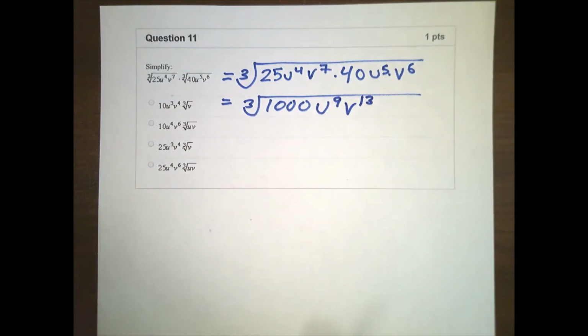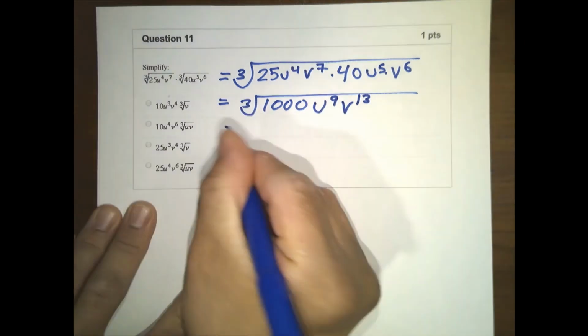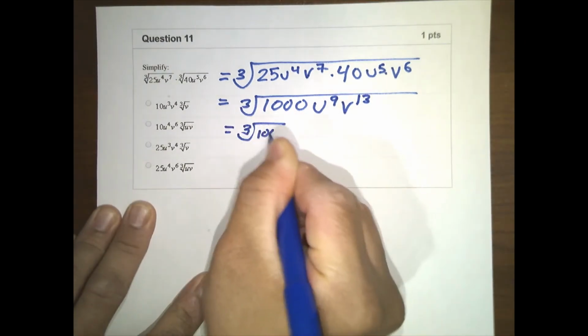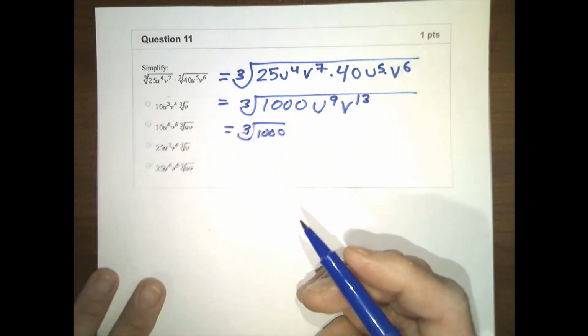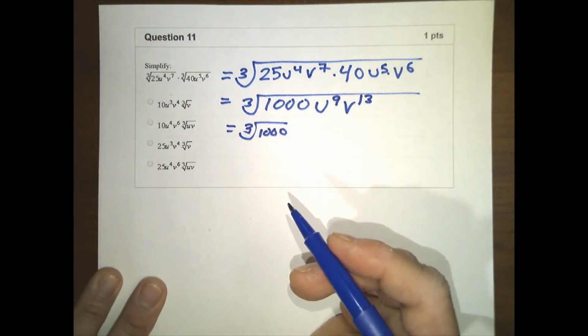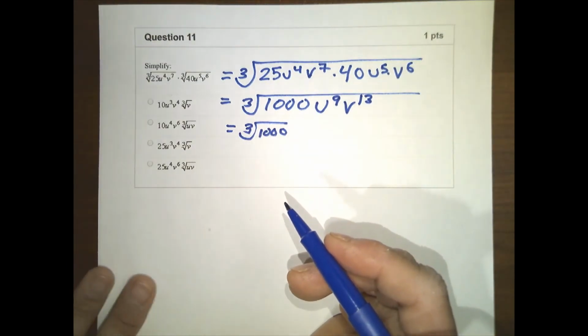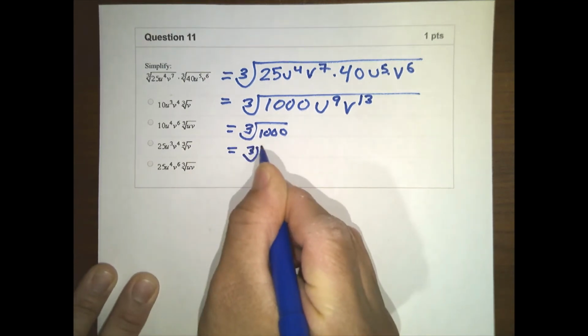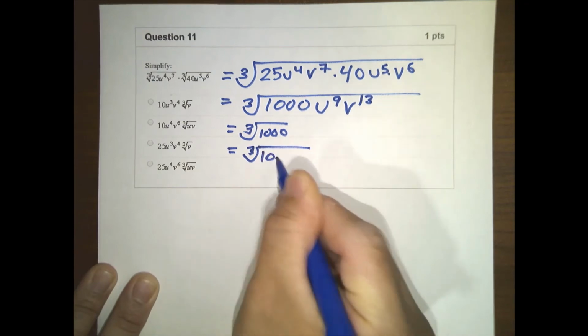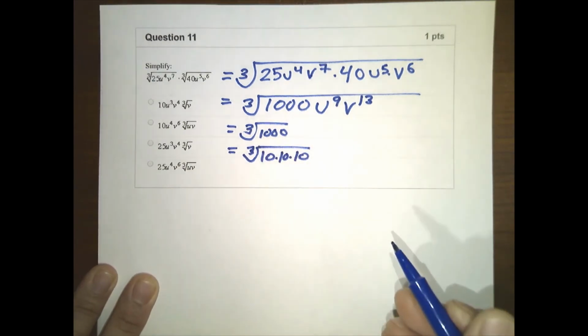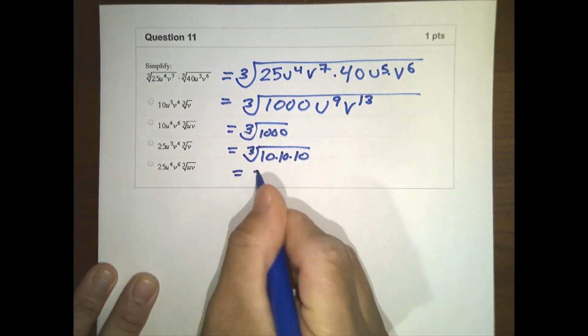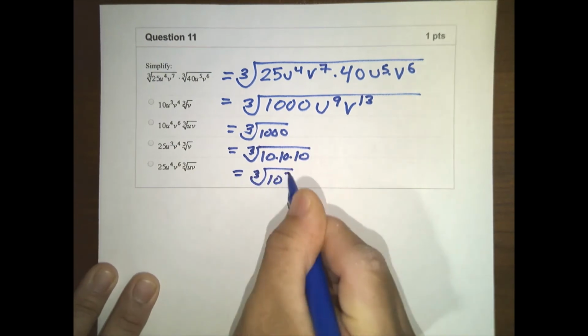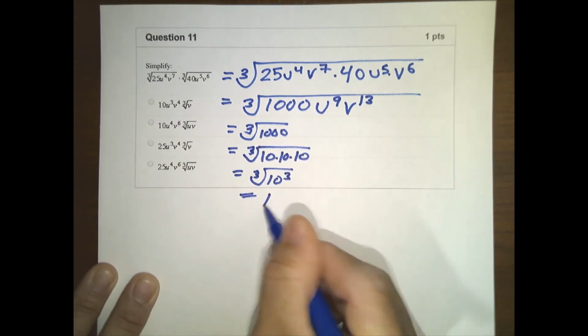And then I'll find each cube root separately. So the cube root of 1,000, well, this will be similar to how I found square roots. I need to look for groups of 3. All right, so I noticed that the cube root of 1,000 is the cube root of 10 times 10 times 10. So it's the cube root of 10 to the 3rd, which is just going to be 10.